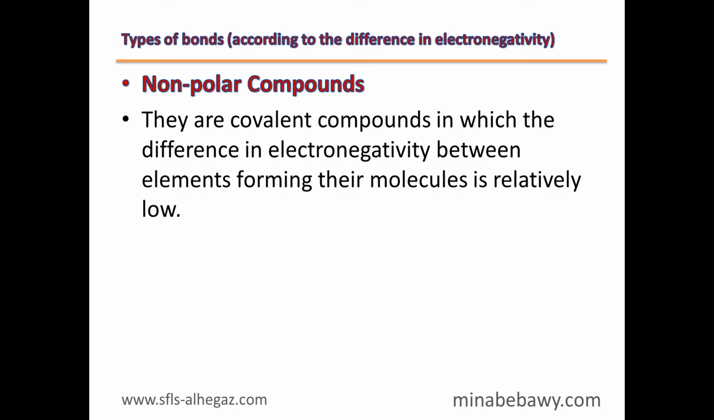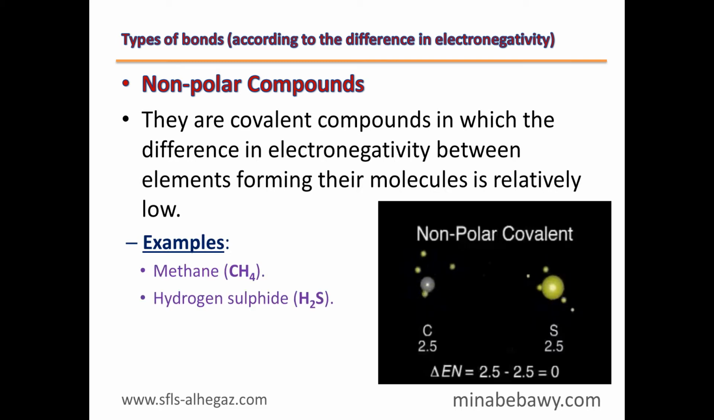Nonpolar compounds. They are covalent compounds in which the difference in electronegativity between elements forming their molecules is relatively low. Examples: methane, CH4, and hydrogen sulfide, H2S. We will see that in these two cases the difference between carbon and hydrogen is 0.4, and between hydrogen and sulfur is 0.4, which is relatively low, so they are non-polar compounds.